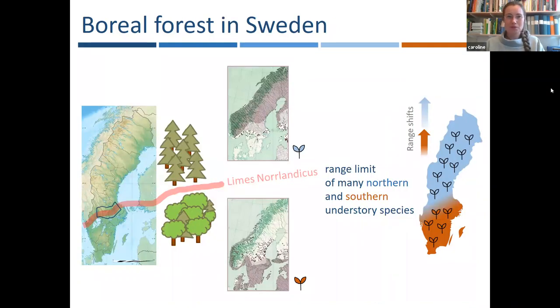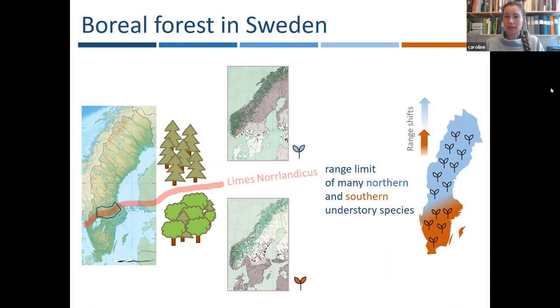The boreal forest in Sweden is divided by a rather distinct biogeographical border called the Limes Norlandicus or Norrlandsgränsen that divides the northern coniferous forest from the southern mixed forest. And that border is very interesting because it marks the range limit of many northern and southern understory species. And that's also the area where I did my research.